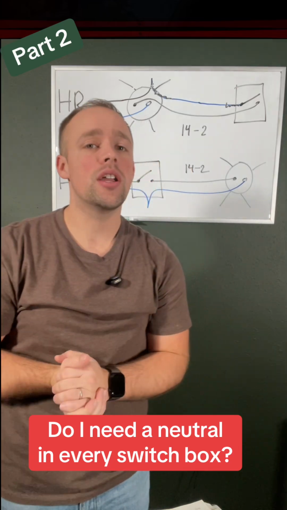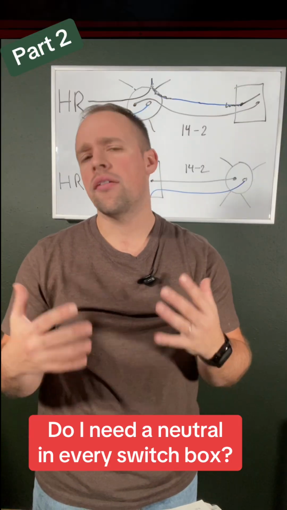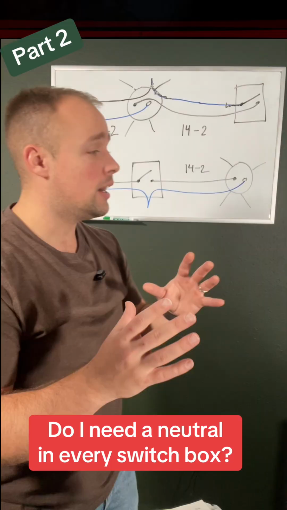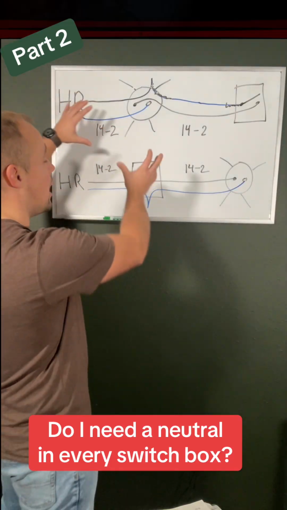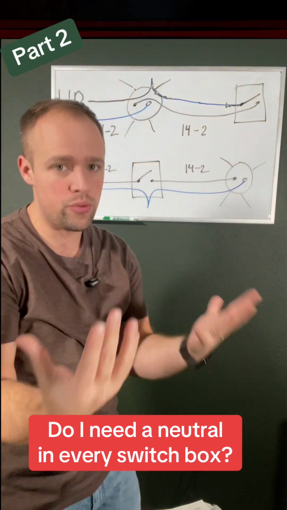Alright, let's continue talking about switch loops. I want to address the question that people are going to give me. Don't you need a neutral at every switch box? Okay, so with switch loop applications like this top diagram, you'll notice that in this switch box there really is no true neutral. What do I mean by that?